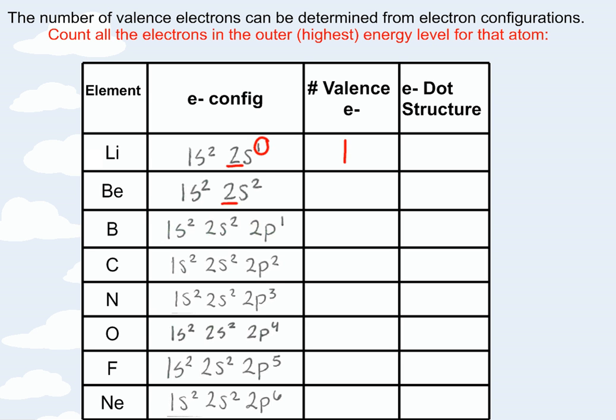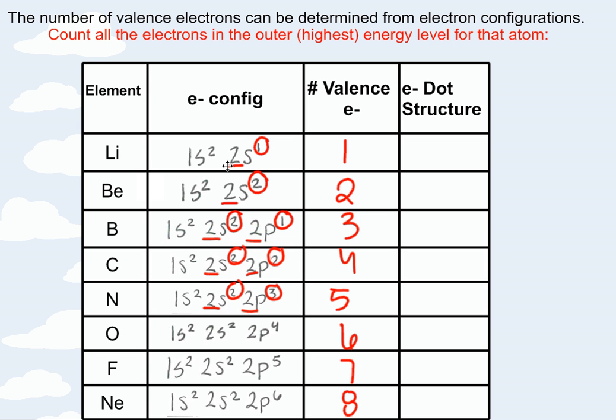Beryllium, 2 is the outer energy level with 2 valence electrons within it. For boron, 2 is the outer energy level. Now it's in the s and the p sublevel, so we have to add those electrons together. That's 3 valence electrons in the outer energy level. So this pattern continues. With carbon, we've got 4. With nitrogen, we have 5, oxygen 6, fluorine 7, and neon has 8.